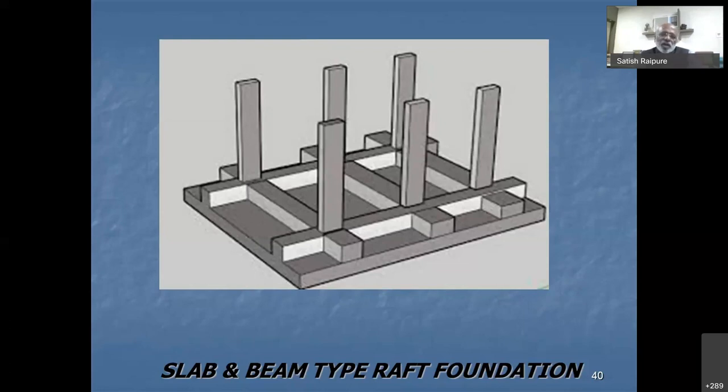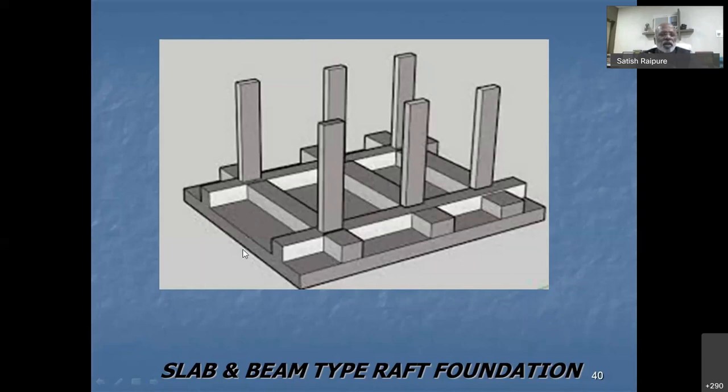But when the columns are not that closely spaced, say around 5 to 6 meters, in such cases, we can also minimize the depth of the raft slab by putting beams. If this is 6 meter apart, and you want to provide from the shear criteria, here the depth requirement is more. Here also the depth requirement is more. You can see that if this is 450 and this is 450, 900 mm depth requirement is here only. But at this location or at this location, the depth requirement is not that much.